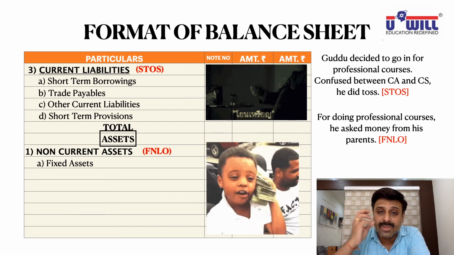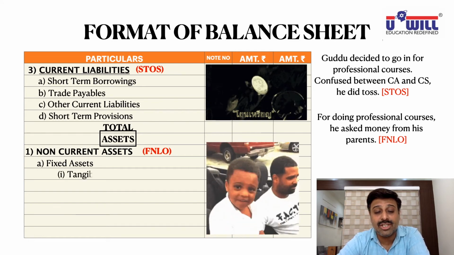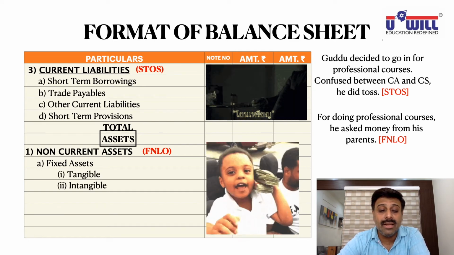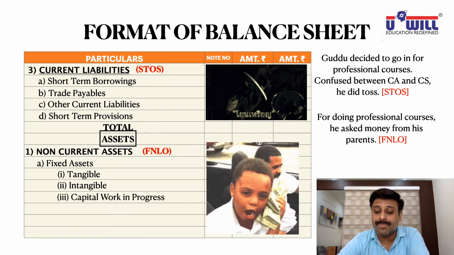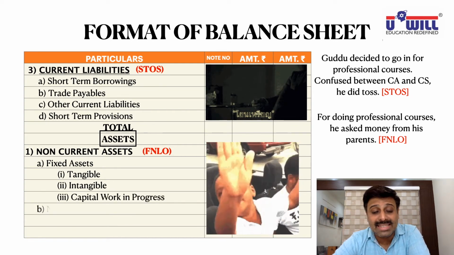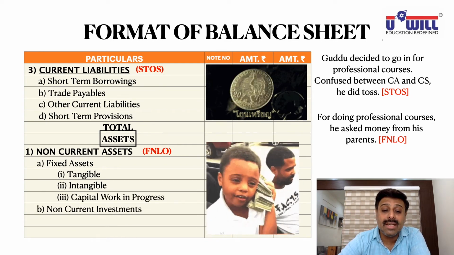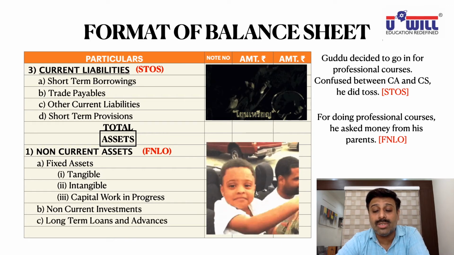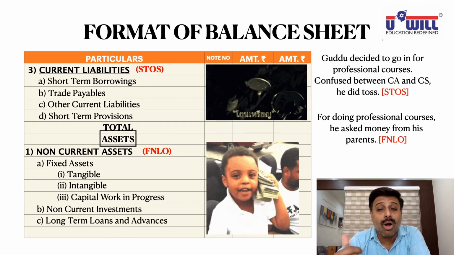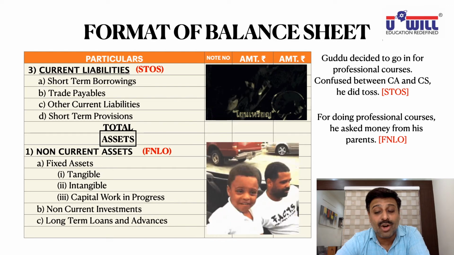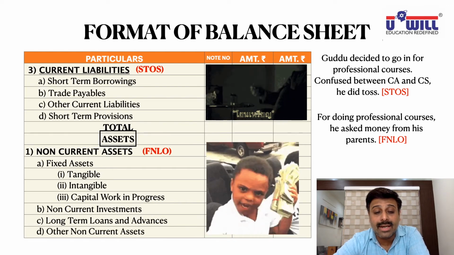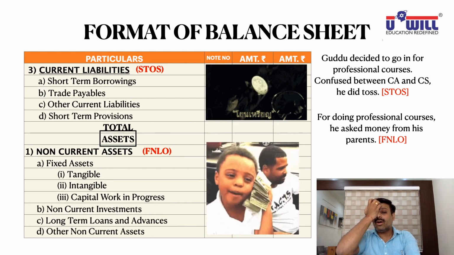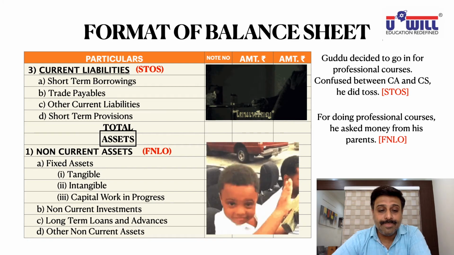Within fixed assets, we write three types of fixed assets: tangible, intangible, capital work in progress. FNLO, finance law. N stands for non-current investments. L stands for long-term loans and advances. And O, come on, you can tell me now, what does O stand for? Other non-current assets. Now understand these items also in detail.